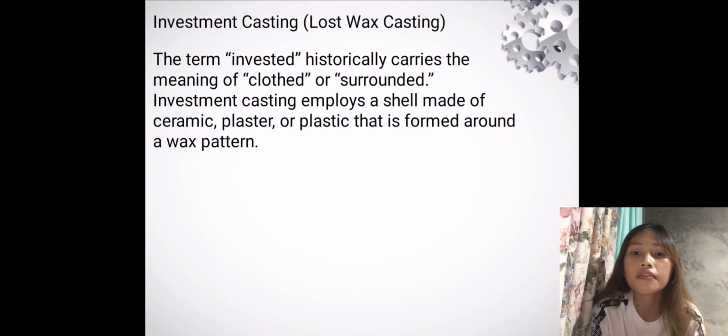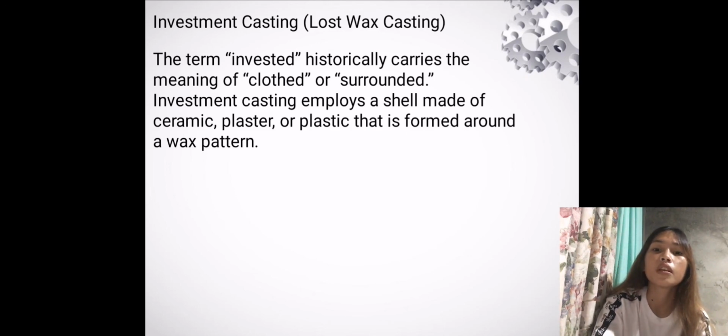And the last is investment casting, or lost wax casting. The term invested historically carries the meaning of clothed or surrounded. Investment casting employs a shell made of ceramic, plaster, or plastic that is formed around the wax pattern.